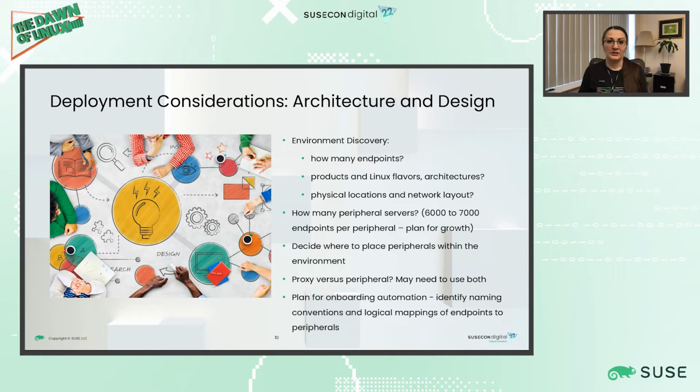We will also need to decide how many peripheral servers we need, and that is going to depend on the number of endpoints. We try to map around 6,000 to 7,000 endpoints per peripheral, because even though one SUSE Manager can manage up to 10,000 endpoints, we need to leave some space for growth. We will also have to decide where to place the various peripherals within the environment or network topology.